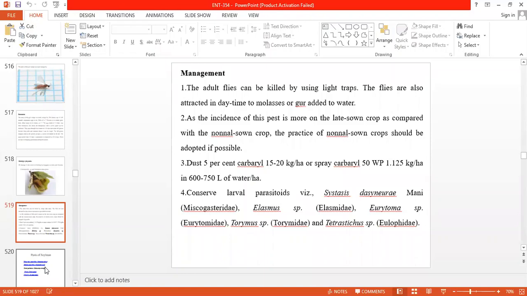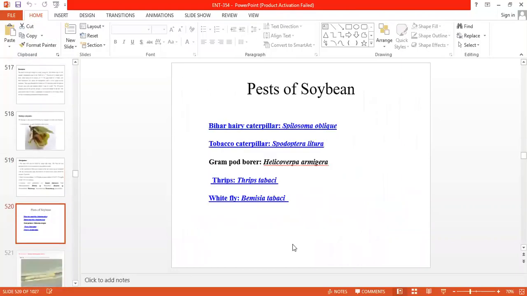Dust with 5% carbaryl at 20 kg per hectare, or spray carbaryl 50 WP at the rate of 1.125 kg per hectare in 600 to 750 liters of water per hectare. Conserve larval parasitoids Stas dacinuri, Elasmus species, Eurytoma species, Torymus species, Tetrastichus species. These are the larval parasitoids of the linseed gall fly.